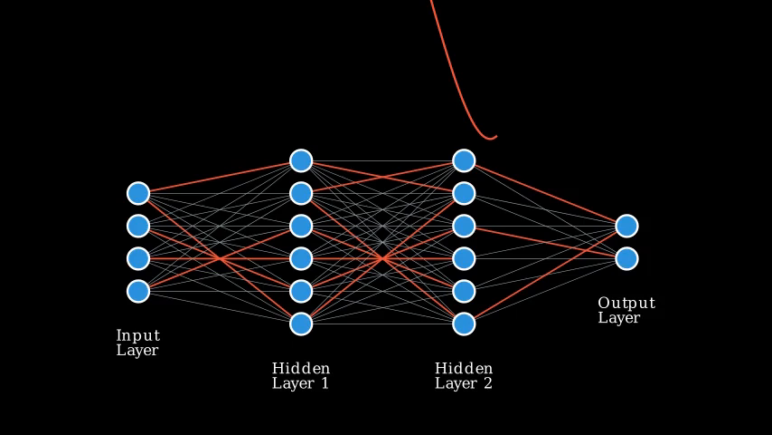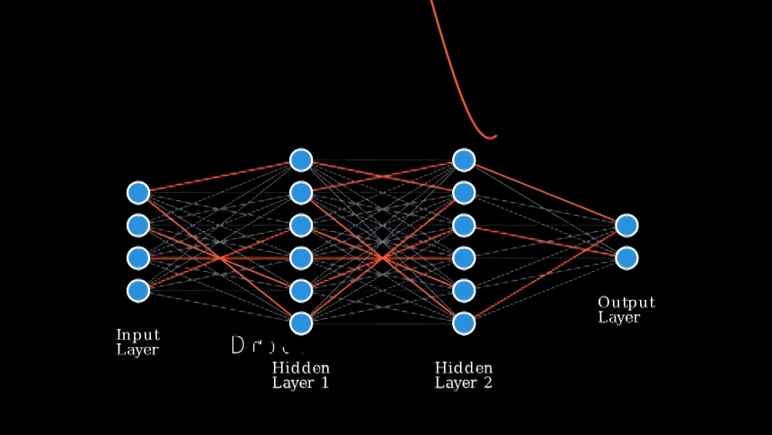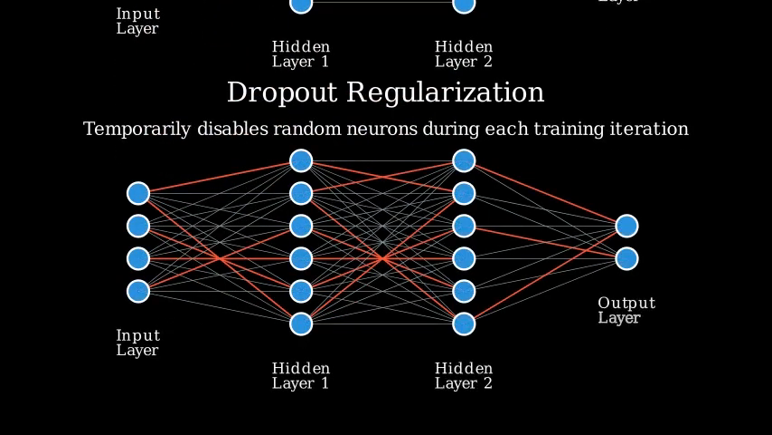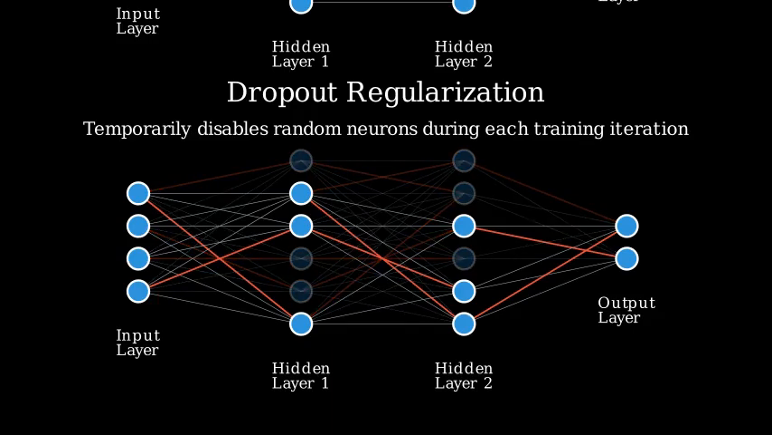Now, let's introduce dropout regularization. Dropout is a technique where during training, random neurons are temporarily removed or dropped out from the network with a certain probability, typically 0.5 for hidden layers. Here's how it looks. Notice how some neurons and their connections are temporarily disabled during training.